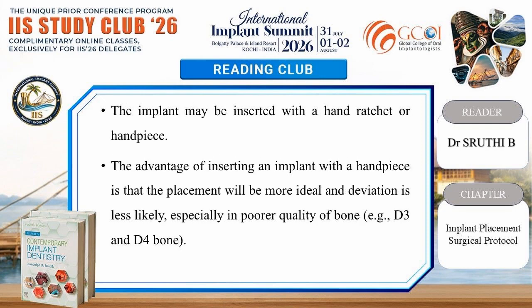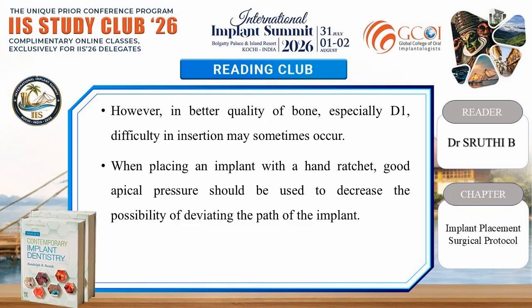The implant may be inserted with a hand ratchet or handpiece. The advantage of inserting an implant with a handpiece is that the placement will be more ideal and deviation is less likely, especially in poorer quality bone, for example D3 and D4 bone. However, in better quality bone, especially D1, difficulty in insertion may sometimes occur. When placing an implant with a hand ratchet, good apical pressure should be used to decrease the possibility of deviating the path of the implant.